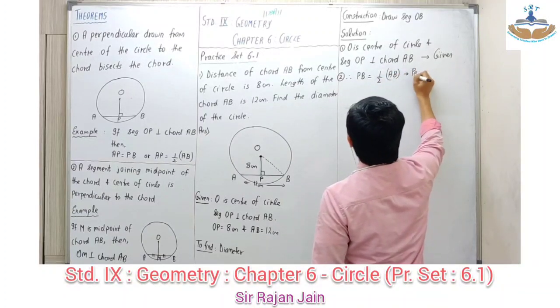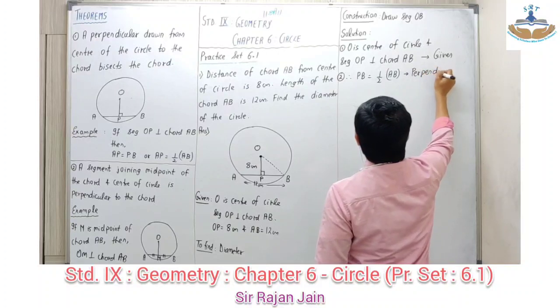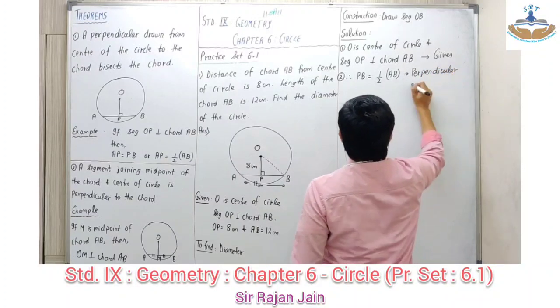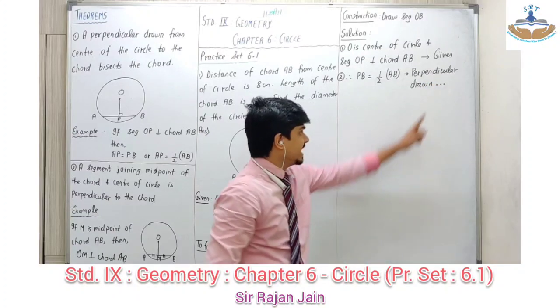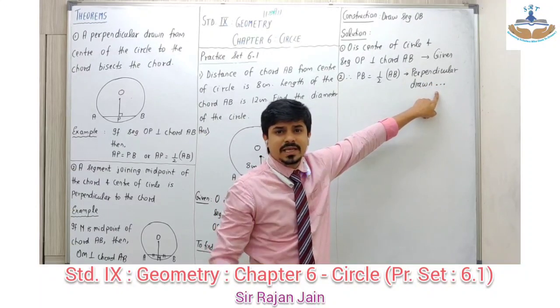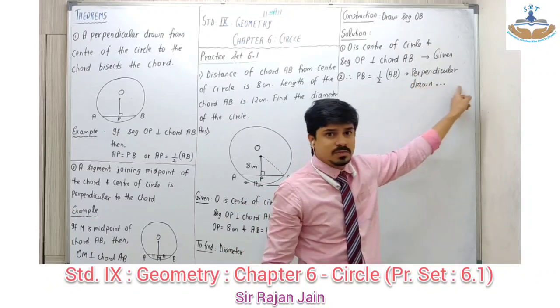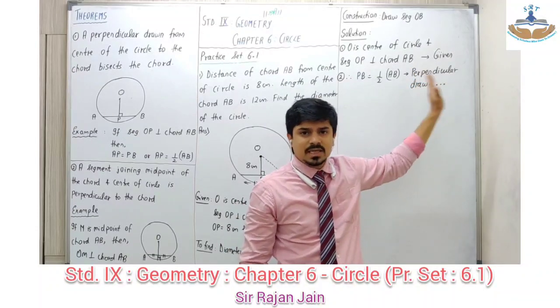Entire theorem you have to write it as a reason. Perpendicular drawn. अभी now I am not writing the entire reason over here. I am putting dot dot dot. Exam में this is not allowed. You have to write the entire reason. Perpendicular drawn from center of the circle to the chord bisects the chord.